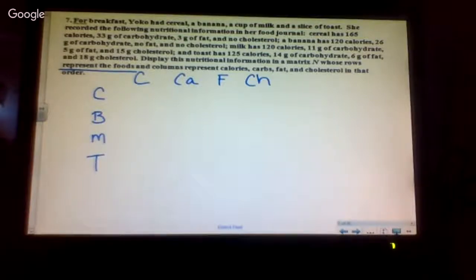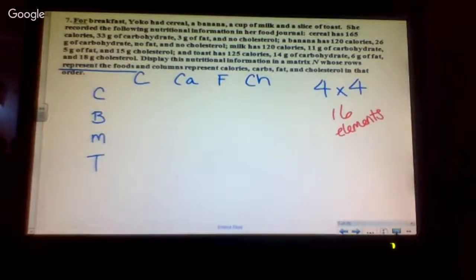So this is a what by what matrix? 4 by 4. Perfect. We have 16 entries. That means 16 elements or entries.